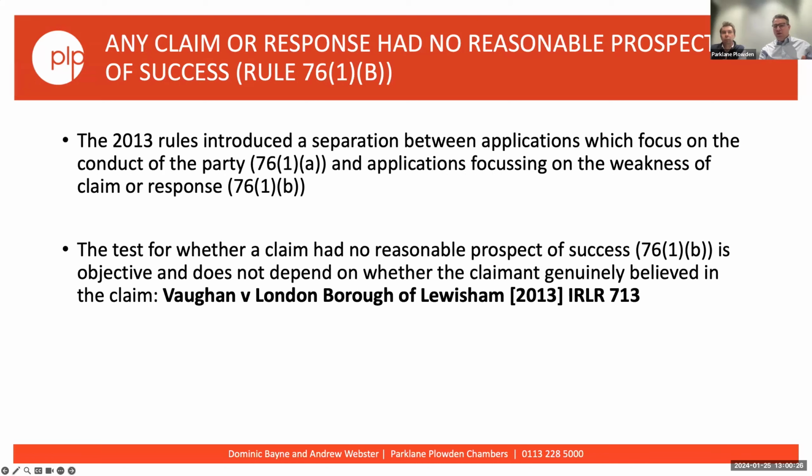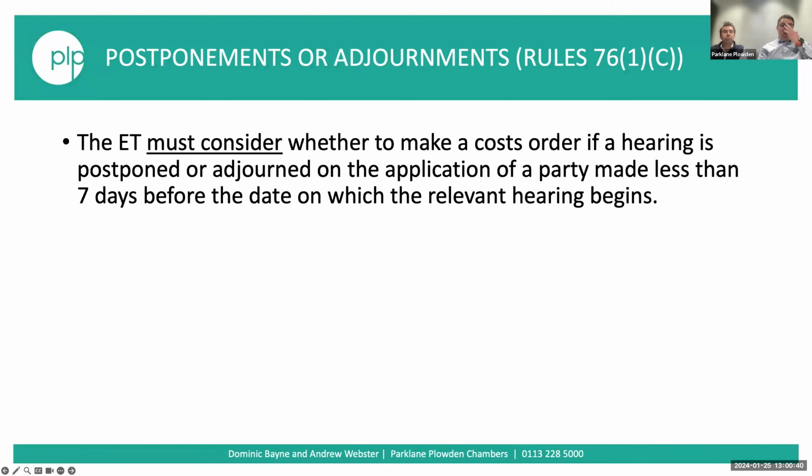Evidently, I would have thought it's likely to be quite relevant to the question of whether a cost order should be made once one gets to the question of discretion, whether the claimant ought to have known that the claim lacked merits, or indeed did know, but no doubt Dominic will come to that in a moment. In terms of the final 76(1) rule, this particular one being 76(1)(c), when it comes to postponement or adjournment, an employment tribunal must consider whether to make a costs order if a hearing is postponed or adjourned on the application of a party made less than 7 days before the relevant hearing.